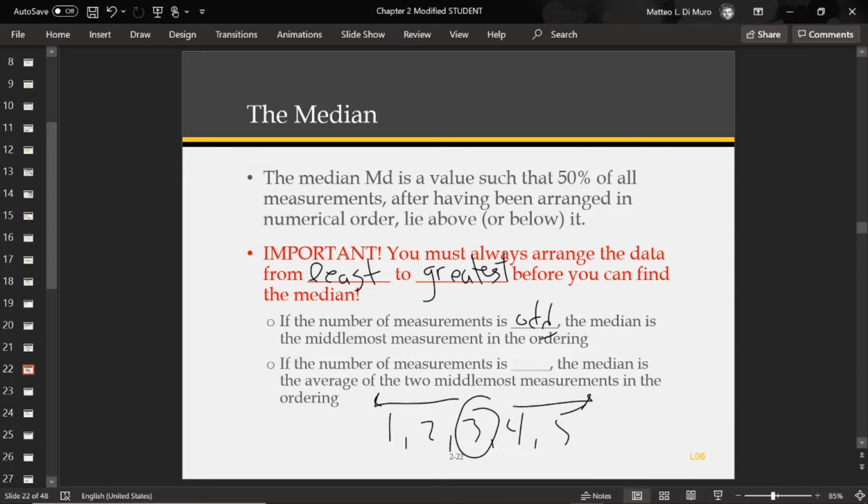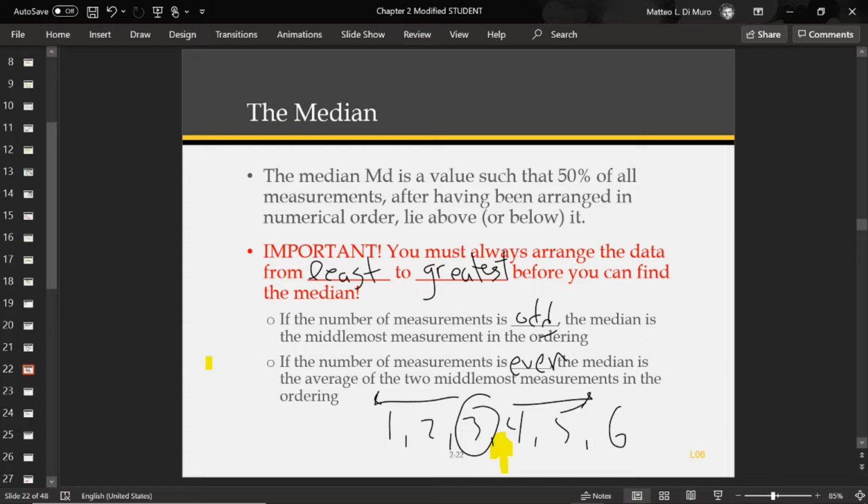This is where it gets trickier. The last bullet here. If the number of measurements is even, then you're in for a bit of pain because the median is going to be the average of the 2 middlemost measurements in the ordering. Why? Let's add another number here, 6. Well, check it out. I now have 6 data points. Where is the middle? The middle is right here, somewhere in between 3 and 4, right? So visually, if I were to average the middle 2 numbers, now I have 2 numbers to the left and 2 numbers to the right. So the median in this case would be 3 plus 4 divided by 2, or 3.5.